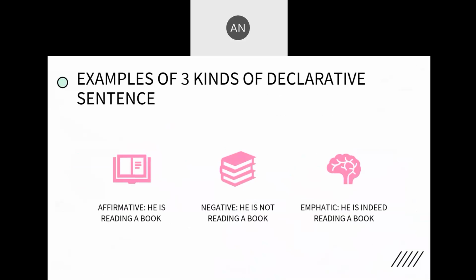He is reading a book. That is a positive sentence. The negative sentence is: he is not reading a book. Emphatic sentences are with emphasis, stress. He is saying, he is indeed reading a book.